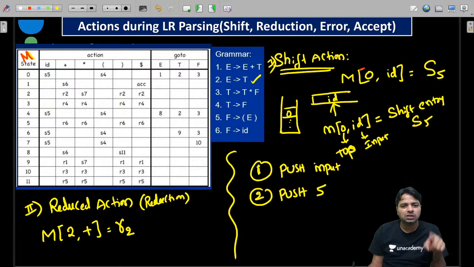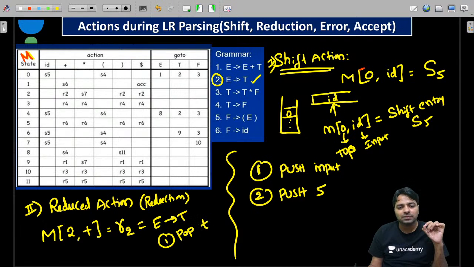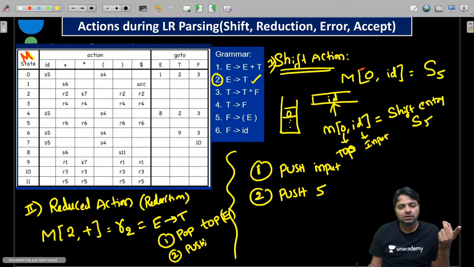R2 actually looks like a production like this one. You can see that R2 means E derives T. This number is not a Roman numeral now, it's nothing but this E to T. What is the meaning of that, guys? First, pop the LHS. That is, pop the top of the stack, pop E. And second, push the RHS. RHS is a T.